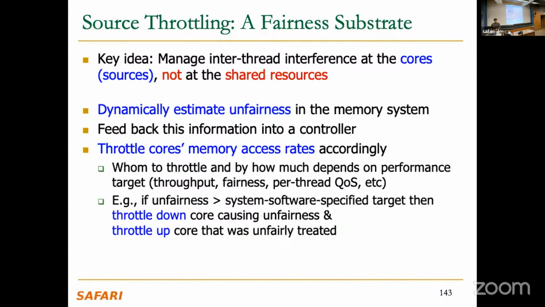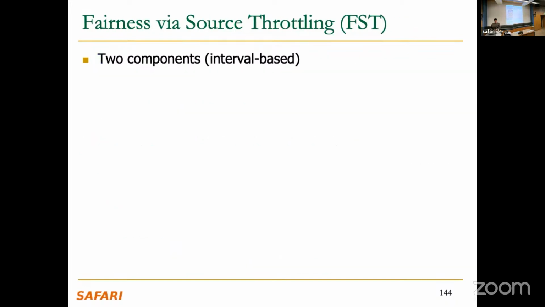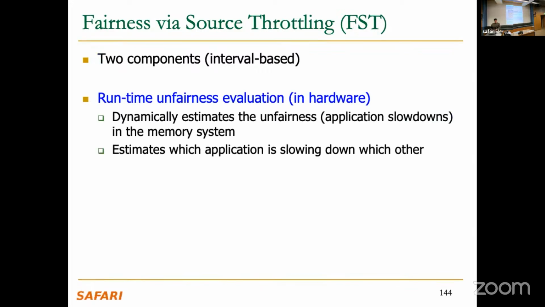And this is similar to how STFM, stall time fair memory scheduling, does it, but at the source level. So if unfairness is higher than a software specified target, we will throttle down our cores and throttle them up when unfairness is not a problem anymore. So how do we do that? We have two components. It's again an interval-based mechanism. We estimate the runtime unfairness in hardware. So basically, we're trying to see which application is slowing down which other application.